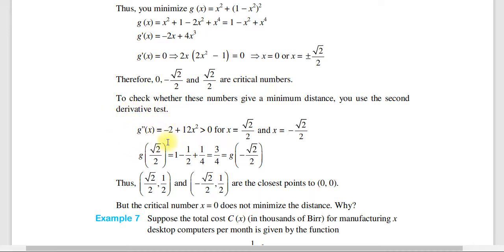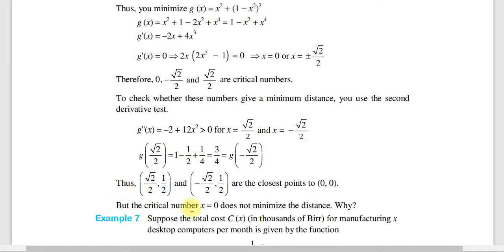The second derivative at x is equal to minus 2 plus 12x square, which is greater than 0 for x equal to root 2 over 2 and x equal to minus root 2 over 2. Now for these values the second derivative is greater than 0. That is g of root 2 over 2 is equal to g of negative root 2 over 2. Thus, (root 2 over 2, 1 over 2) and (minus root 2 over 2, 1 over 2) are the closest points to (0,0).